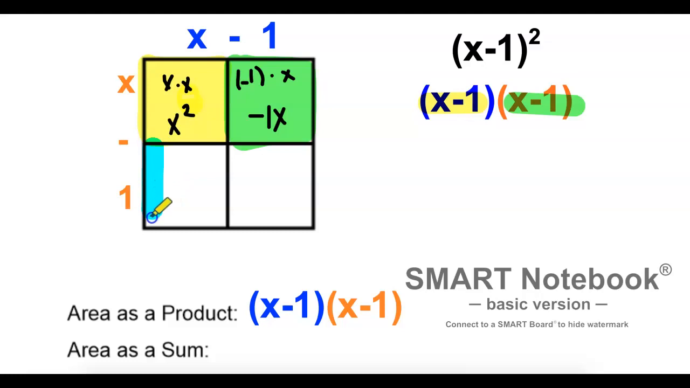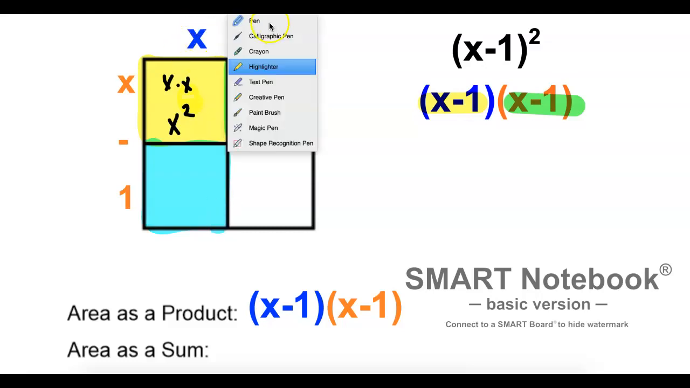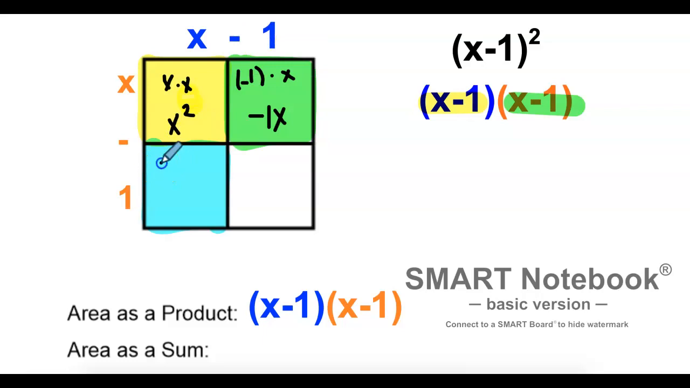All right, to figure out what's going to go down here in my blue box, again, I take the top of the box, or the length of it, which is x, and I multiply it by the side of the box, which is -1. Because again, remember when you have this negative sign, you want to keep it with that 1. So x times -1 is going to give us -1x.